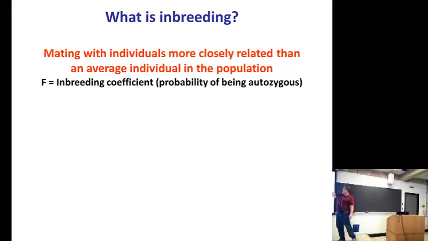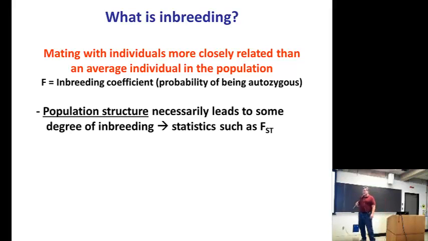Inbreeding in the population genetic sense is when organisms are mating with individuals that are more closely related on average than would be a randomly chosen individual in a population. Typically we measure inbreeding by calculating something called an F coefficient or an inbreeding coefficient, which in population genetics terms is now called the probability of being autozygous.